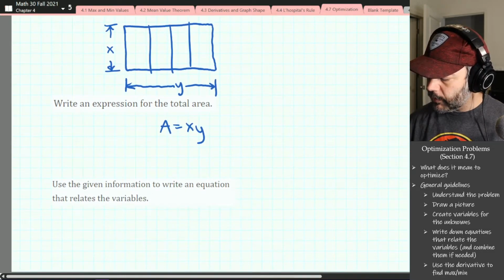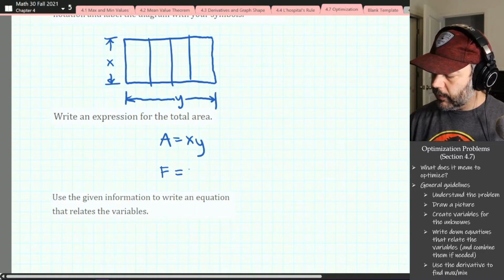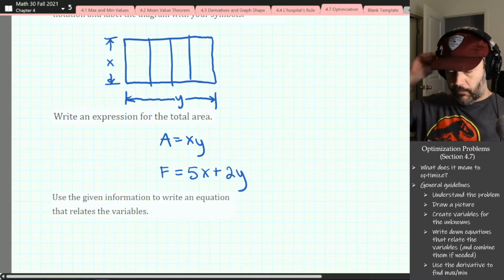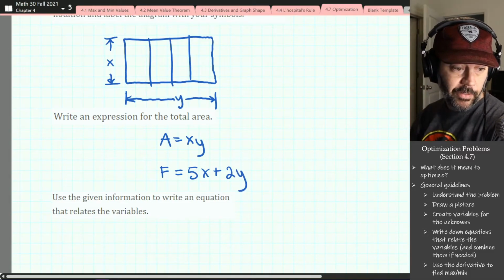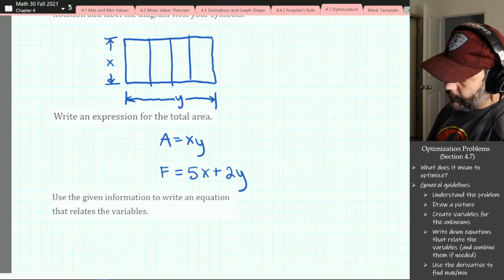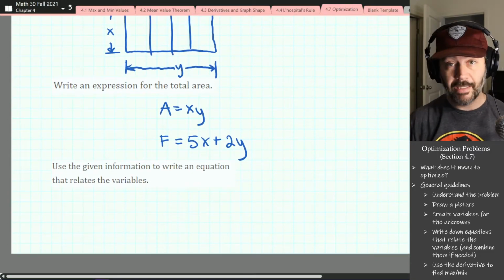Use the given information to write an equation that relates the variables. Well, actually, I could also represent the fence. The fence would be 5x plus 2y. That's the total length of the fencing around the outside. Good. So fencing. Now use the given information to write an equation that relates the variables.